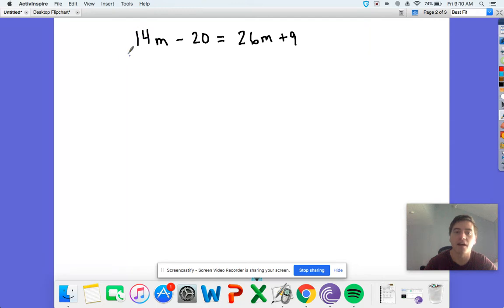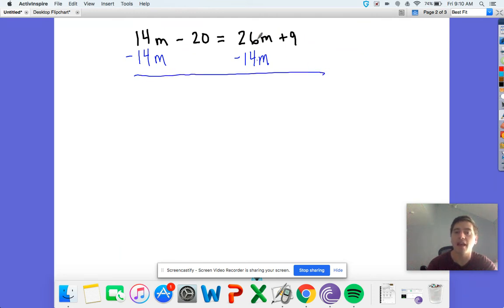So since it's a positive 14, I can take away 14 m's from this side. In order to make that a legal move, I need to take away 14 m's from this side. It's just like a balance scale. If you took off 14 pounds on this side, you'd have to take off 14 pounds on the other side if you wanted to stay balanced. So same thing here.